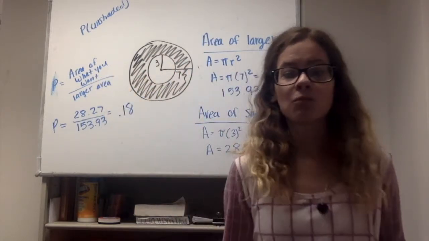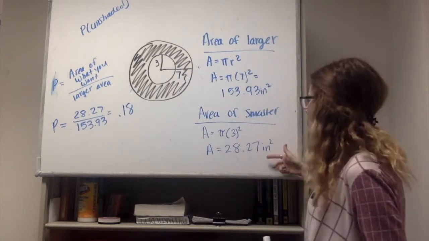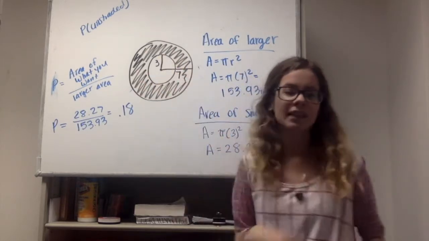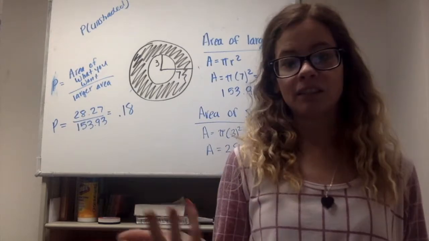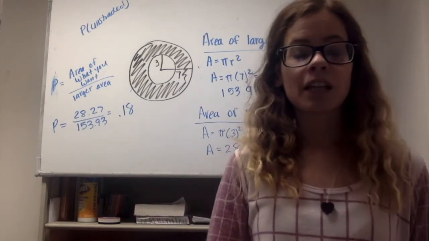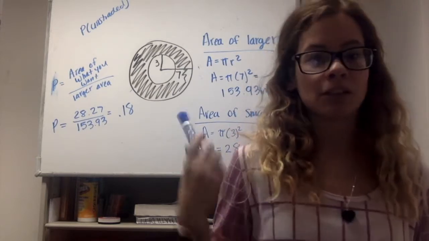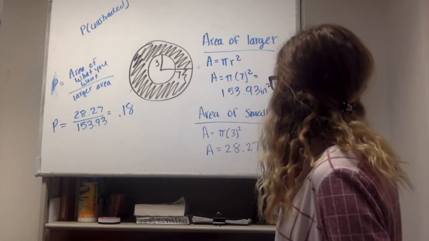So depending on what you want, you will either subtract them, 153.93 minus 28.27, and that will give you the area of the shaded region. But in this case, since we were asking for the unshaded, we didn't have to subtract anything, and we just needed to divide. So hopefully y'all are working on the review, and that y'all can work on some geometry problems, because I noticed a lot of struggling going on in there.